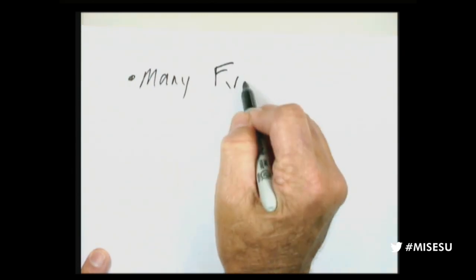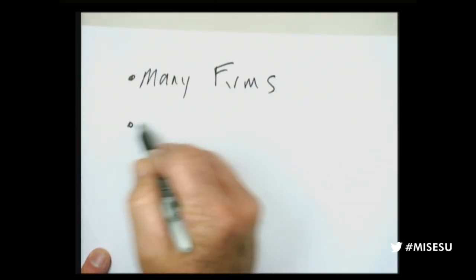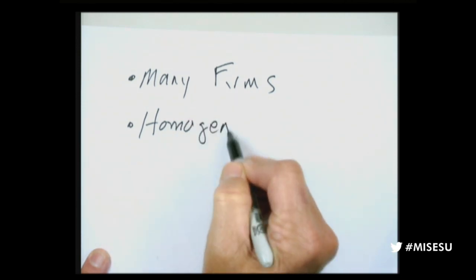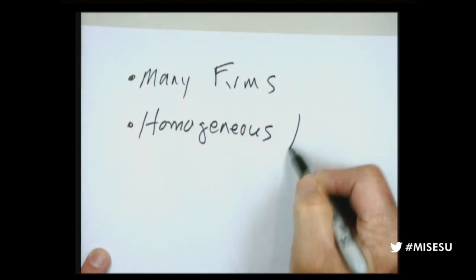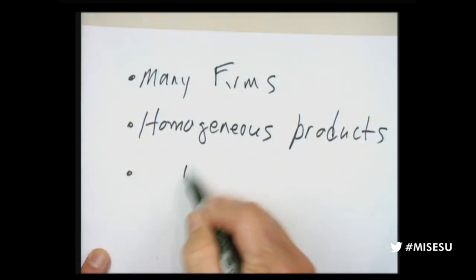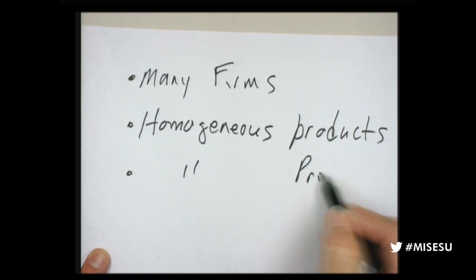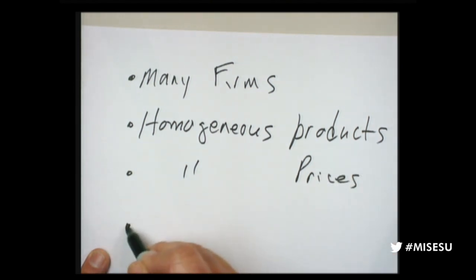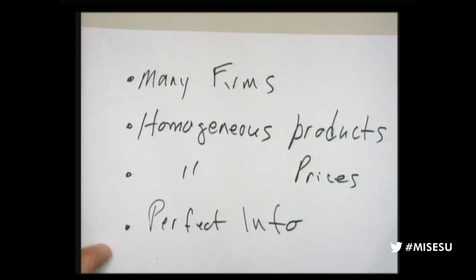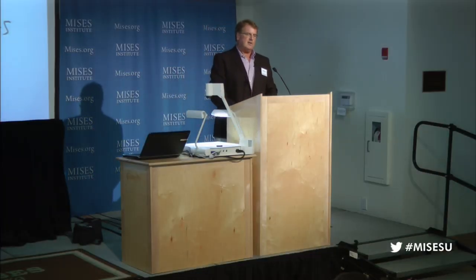Many firms. Homogeneous products. Homogeneous prices. There are other assumptions, and then perfect information. There are other assumptions that have been added, but those are the main ones, the original assumptions.